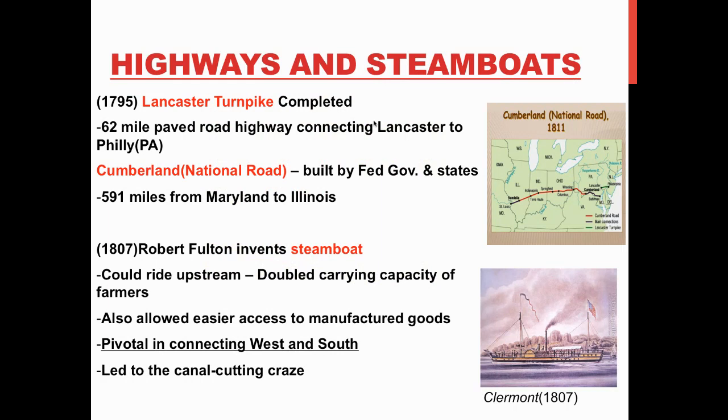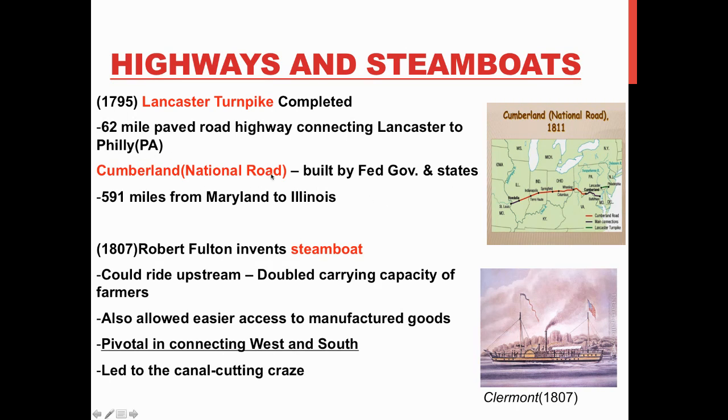Okay. So now we have a connection between the West and the South, which of course is the Mississippi River. But how do you bring food to the Northeast without sailing all the way down the Mississippi and then sailing all the way up around the eastern seaboard? There needs to be man-made creations to connect the West to the East. And that is going to be our first roads and canals. The Lancaster Turnpike, for instance, is a paved road 62 miles from Lancaster to Philly, which is only in Pennsylvania.